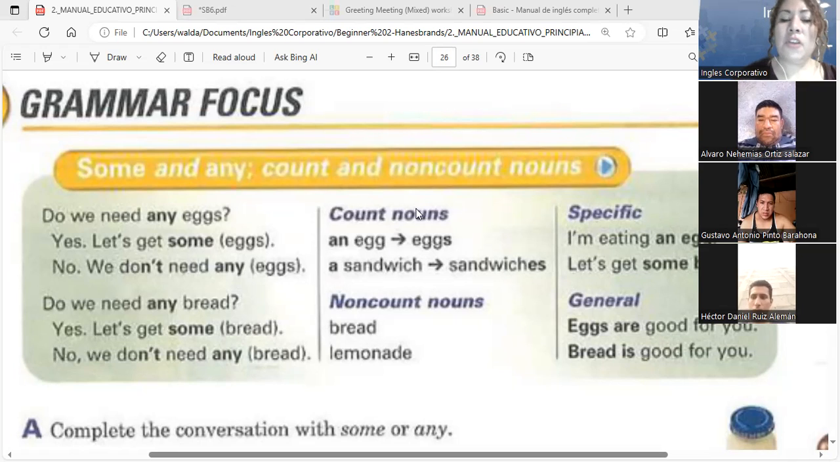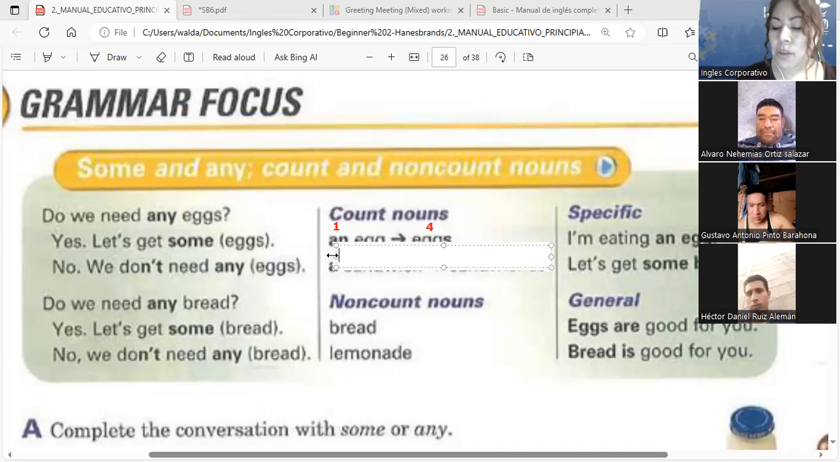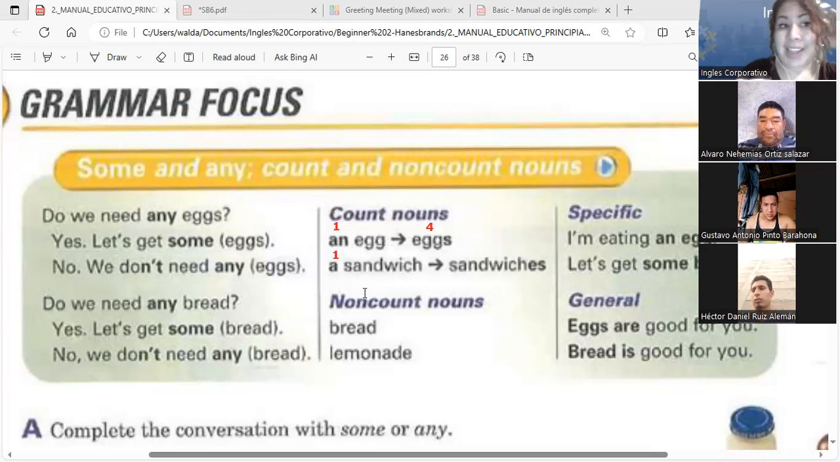So for example, with eggs, you can say an egg means one egg. So if I say an egg, it means one. I can count an egg or eggs. We can say, for example, four eggs. Or a sandwich means one sandwich. We normally do not say one sandwich, we say a sandwich. We don't say one egg. You usually say an egg.